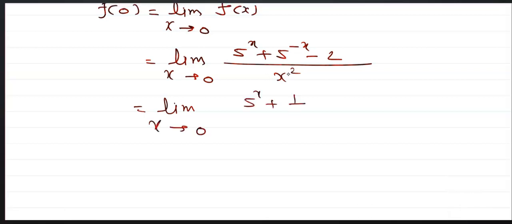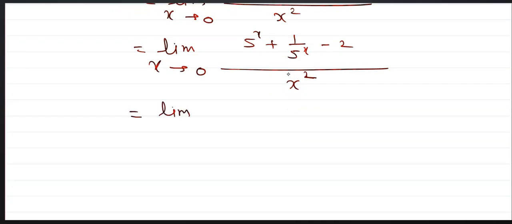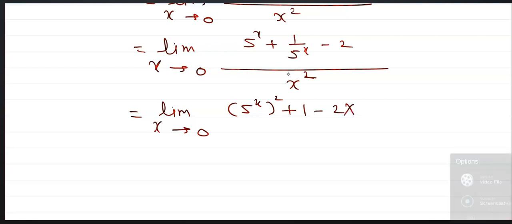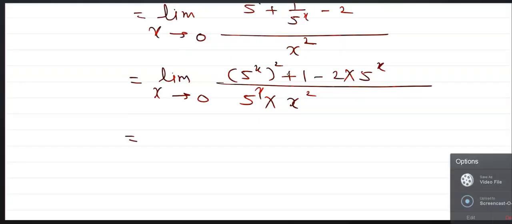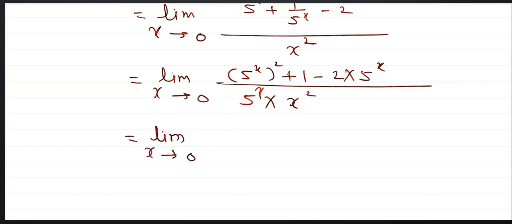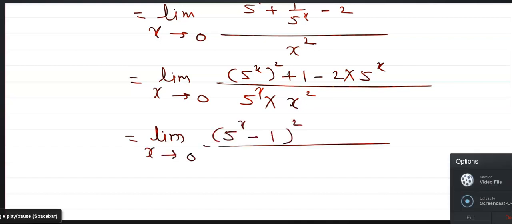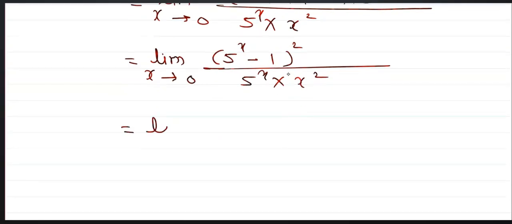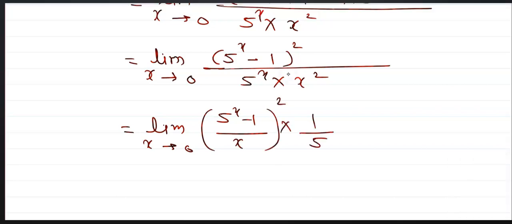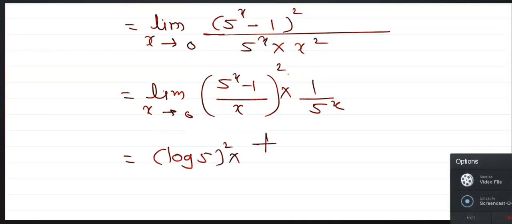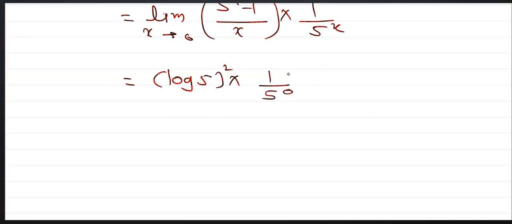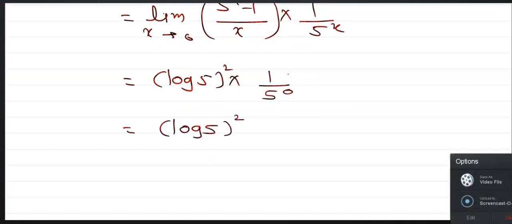That is the limit as x tends to 0 of 5 raised to x plus 1 upon 5 raised to x minus 2 upon x square. Limit x tends to 0, (5 raised to x) bracket square plus 1 minus 2 into 5 raised to x upon 5 raised to x into x square. Limit x tends to 0, (5 raised to x minus 1) bracket square upon 5 raised to x into x square. That is limit x tends to 0, (5 raised to x minus 1 upon x) bracket square into 1 upon 5 raised to x. Therefore, log of 5 bracket square, as x tends to 0, 5 raised to 0 will be 1. That is 1 upon 1, (log of 5) bracket square.